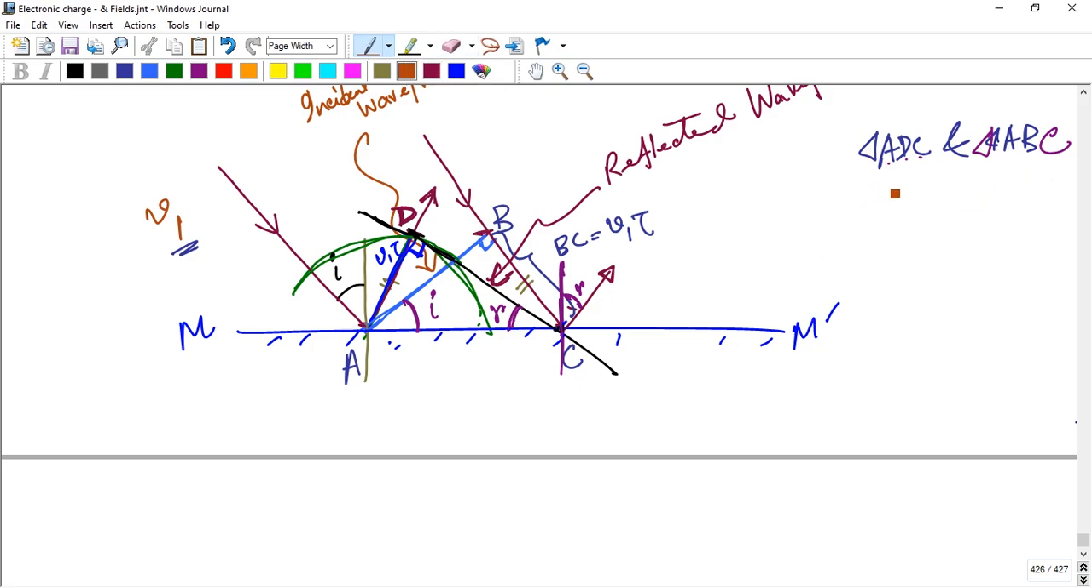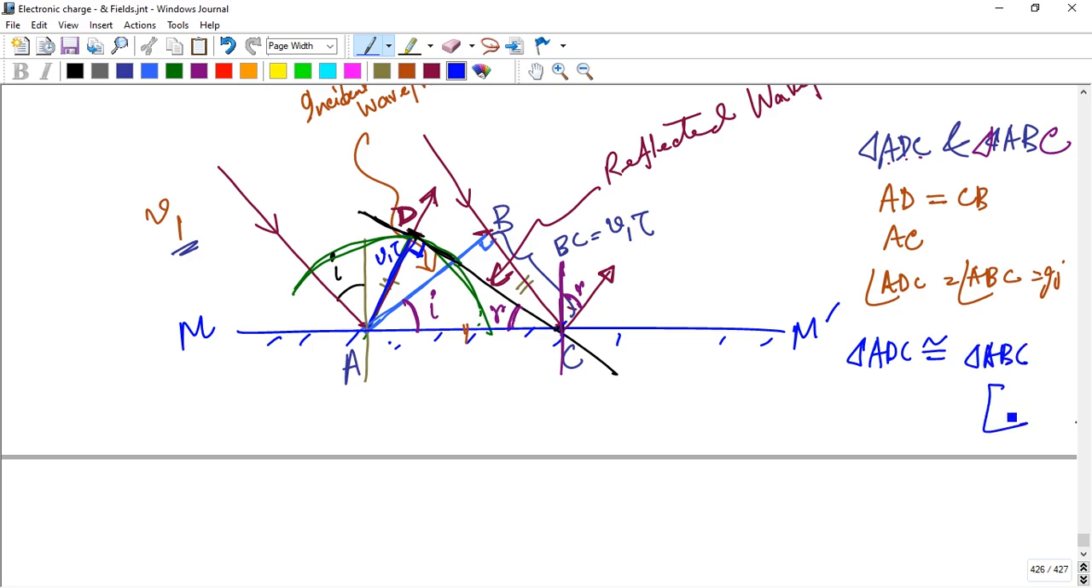Now we prove that AD is equal to CB. Actually the lengths AD and BC are the same. Another, AC is the common side between these two triangles. And angles ADC and ABC are 90 degrees. So triangle ADC is congruent to triangle ABC from side-angle-side.